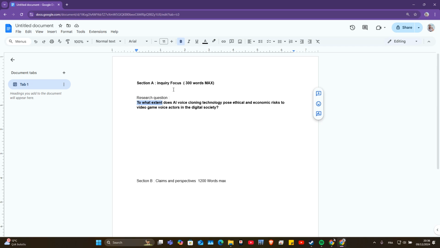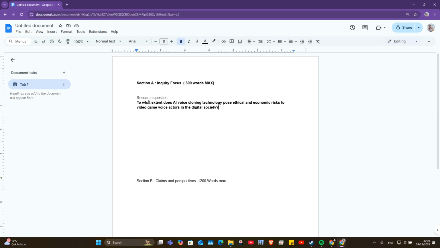Okay, so here, look at this question. To what extent does AI voice cloning technology pose ethical and economic risks to video game voice actors in the digital society? Here, obviously, we have AI, so it is in the book. We have economic and ethical stuff. So this is one of the concepts. This is one of the contexts. And also, video games is a medium of media. So this is a perfect question.